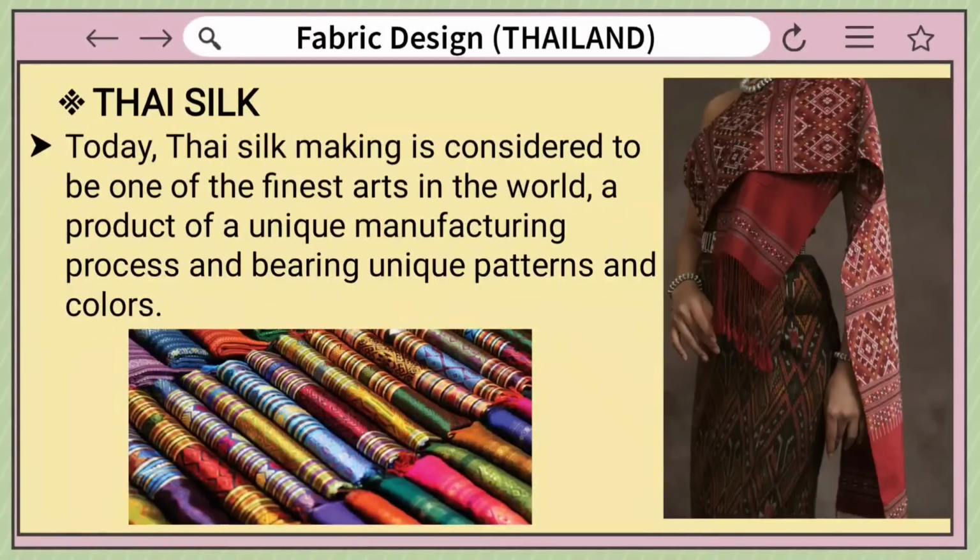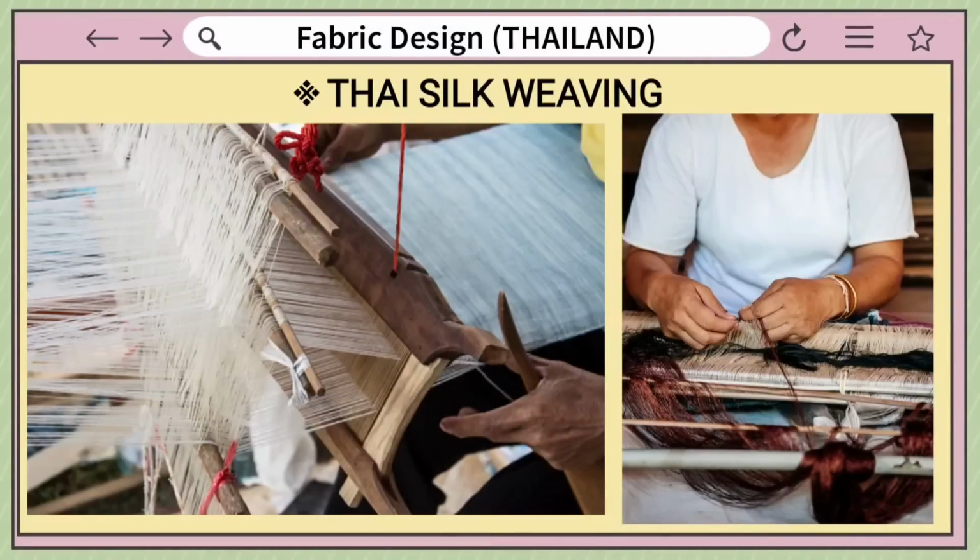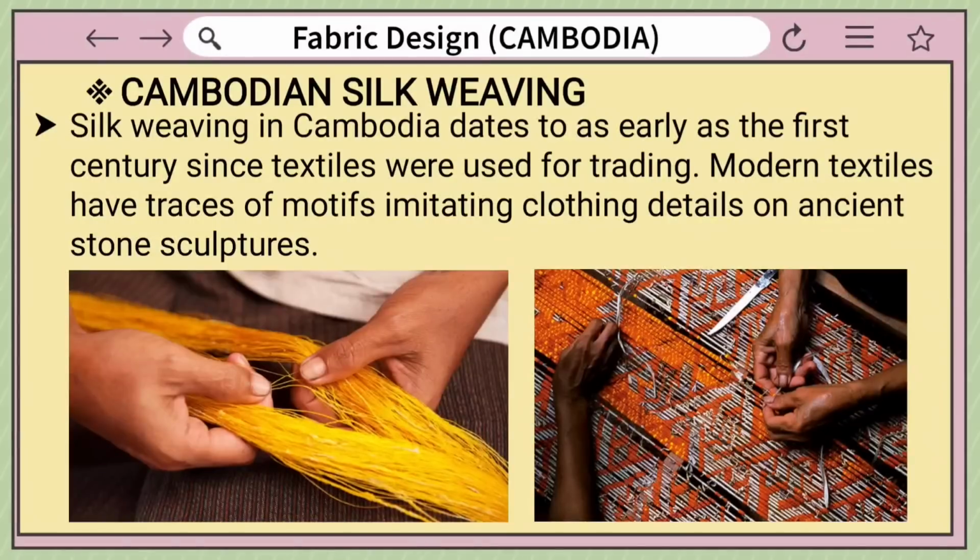Today, Thai silk making is considered to be one of the finest arts in the world, a product of a unique manufacturing process and bearing unique patterns and colors. This is how the Thai silk weaving is made. Another one is from Cambodia.